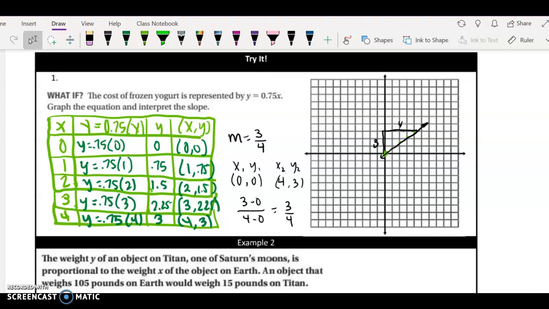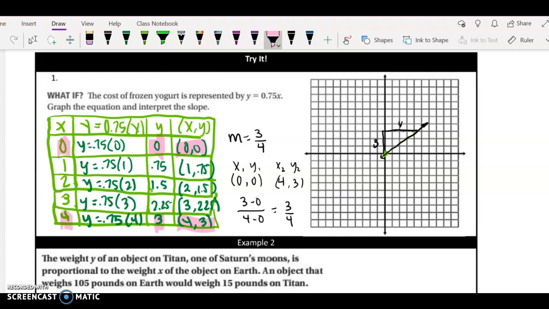All right, let's go over the try it. So I made a table until I got another whole number. When I plugged in 0, I obviously got 0, so that gave me a whole number. When I plugged in 1, I got 0.75. When I plugged in 2, I got 1.5. When I plugged in 3, I got 2.25. And when I plugged in 4, I got 3. So I kept going until I got a whole number, and that way, I could use those whole numbers to help me find my slope.